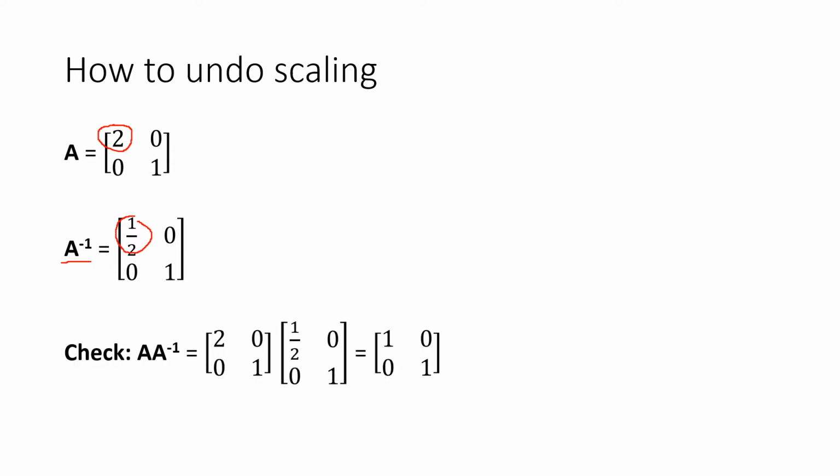And to check that, if we multiply A by A inverse, then notice that the end result is the identity matrix. And so if we apply the identity matrix to a vector or to a matrix, it leaves those entries unchanged.